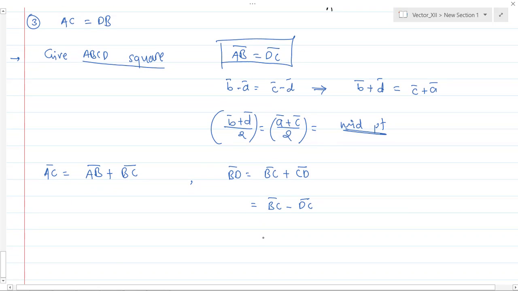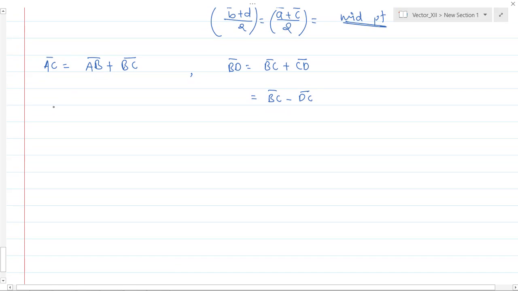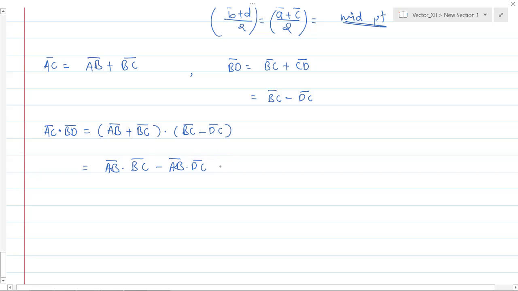Okay, now I want to prove that these two, AC and BD, are perpendicular to each other. Then what should be the case? What does the concept say? If you have the dot product of AC and BD, it should be equal to 0. Let's check. This is nothing but (AB bar plus BC bar) dot (BC bar minus DC bar). Now let's open the bracket. So AB bar dot BC bar minus AB bar dot DC bar, plus BC bar dot BC bar minus BC bar dot DC bar.